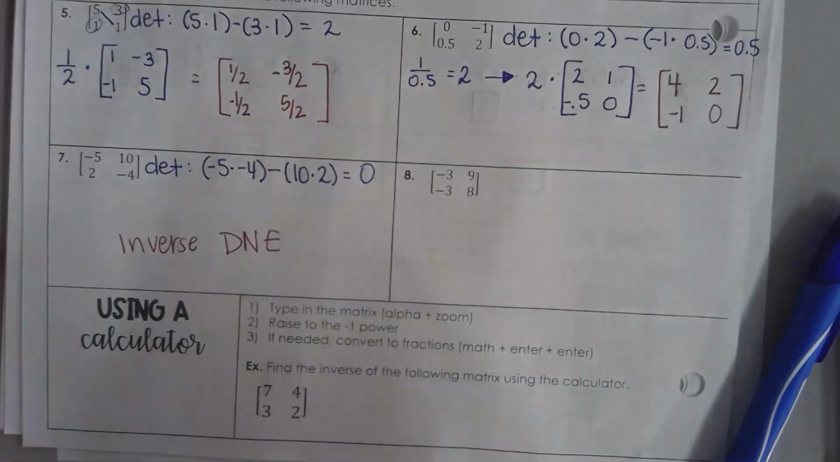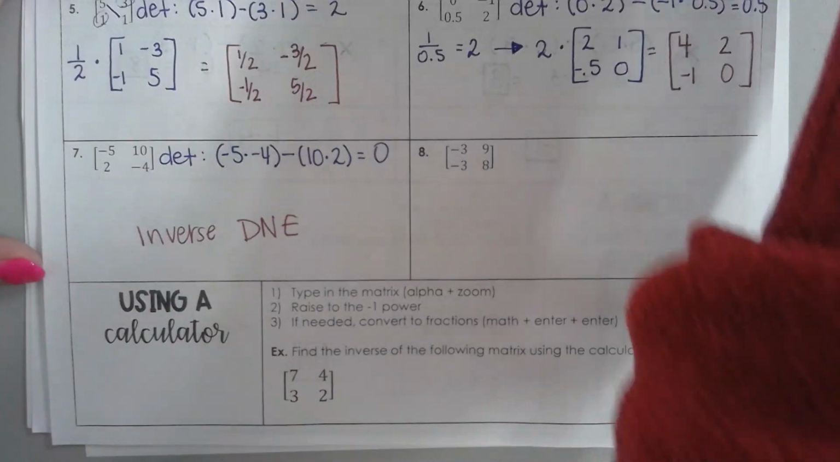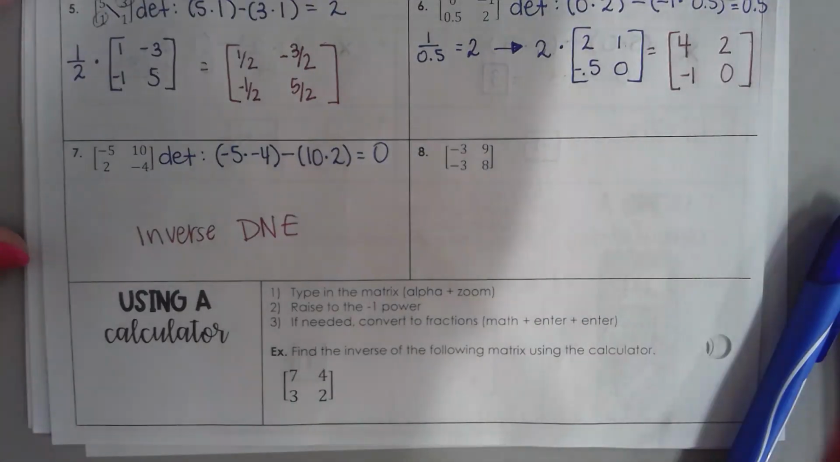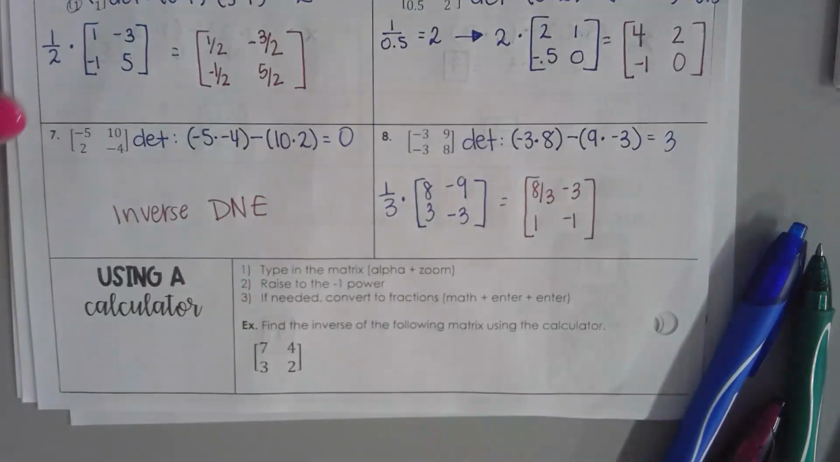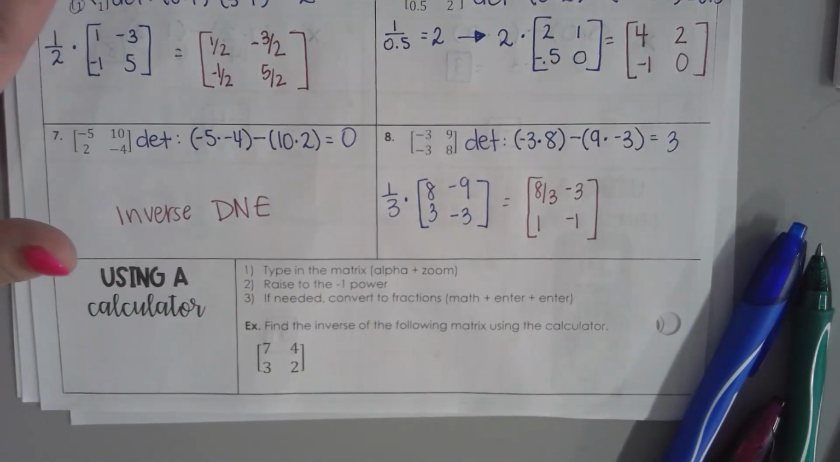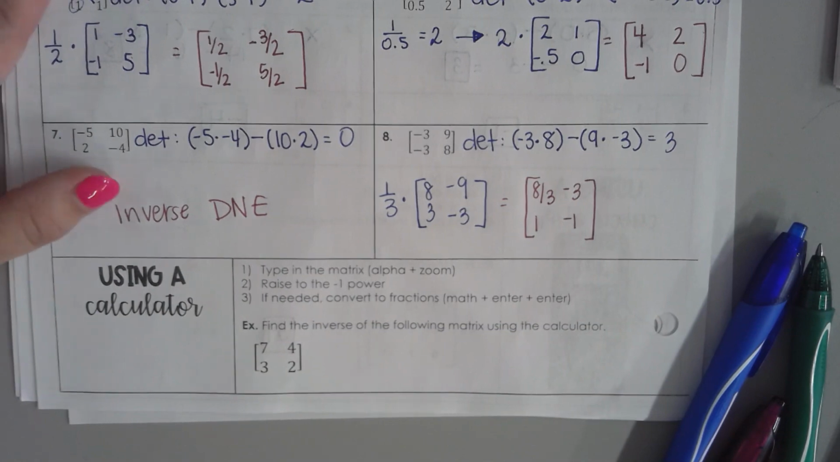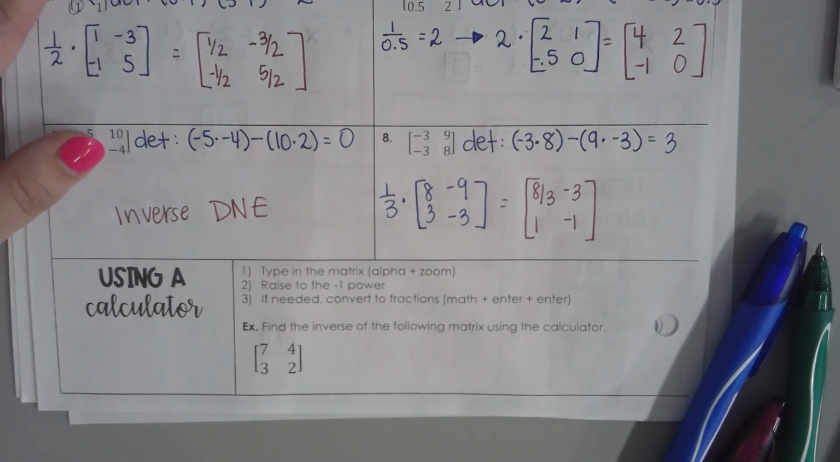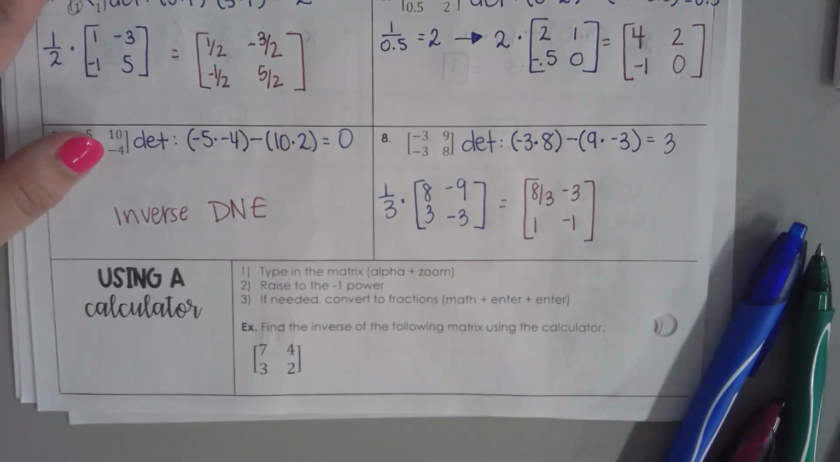Try number 8 on your own. You should get 8/3, -3, 1, -1. Any questions?